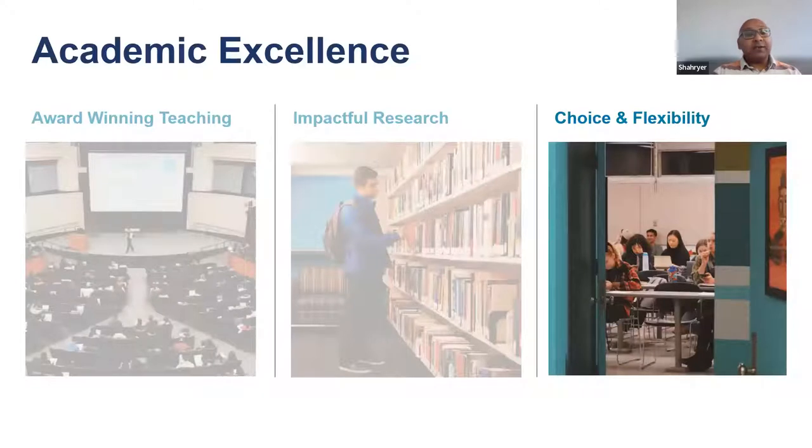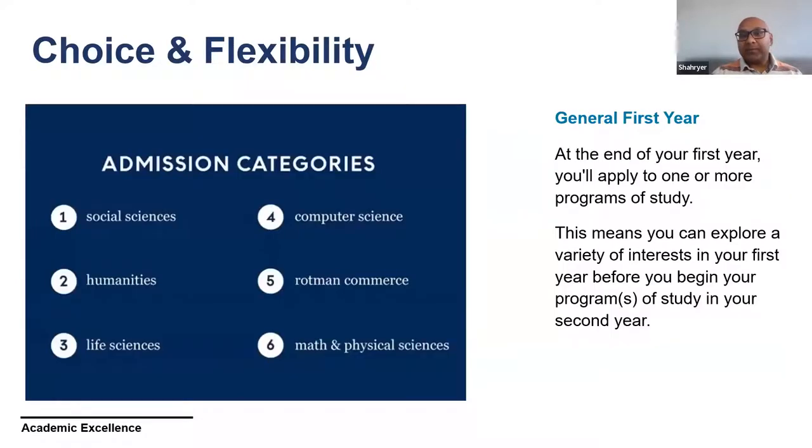And at the Faculty of Arts and Science, academic excellence also means you have the choice and the flexibility to shape your education and your degree. At U of T, we understand that you may have multiple areas of interest. Therefore, here you can combine a wide range of courses based on your interests to shape your education, as well as we give you the opportunity to try new things, uncover new interests and abilities.